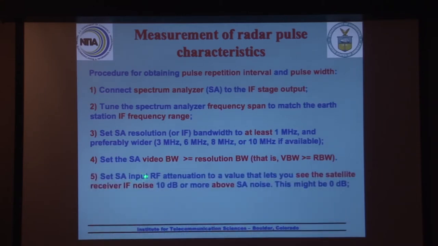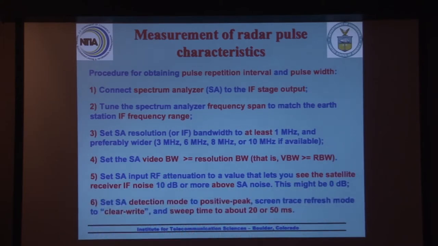Set the spectrum analyzer input RF attenuation to a value that lets you see the satellite receiver IF noise at least 10 dB above the spectrum analyzer noise. So when you hook up that spectrum analyzer, you want to see the noise level jump when you hook it to the IF. That's one of the reasons that you want to set the RF attenuation usually to about zero.